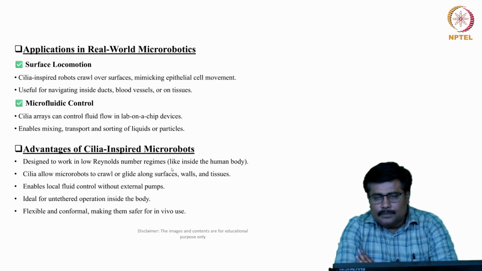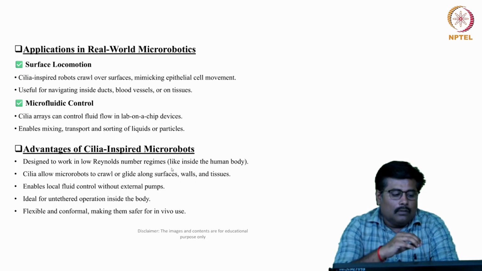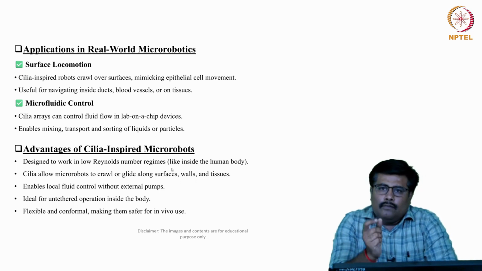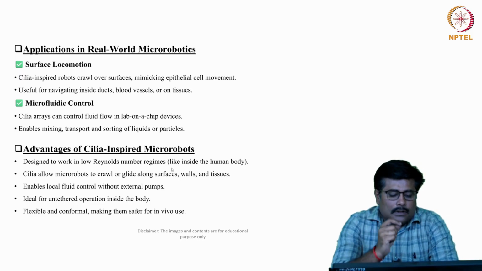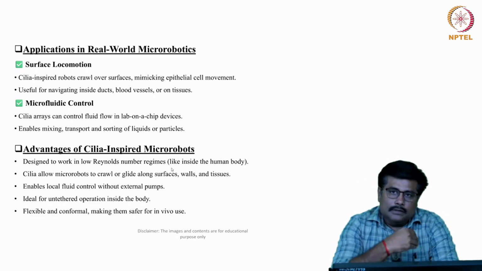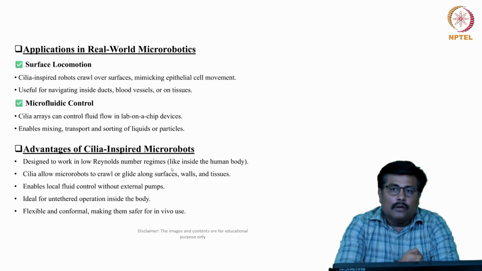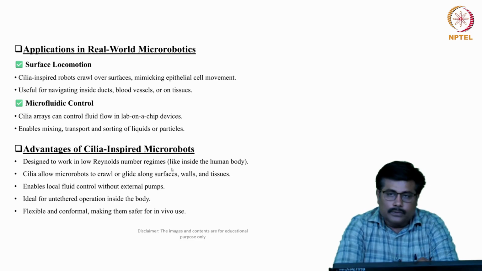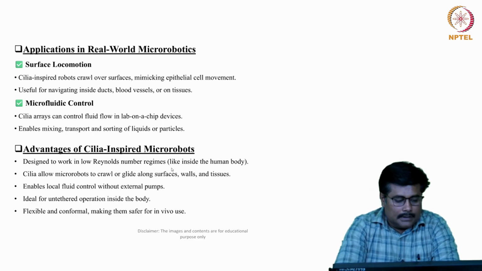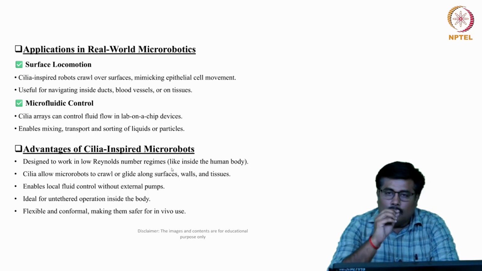As far as advantages are concerned, the main key advantages of cilia-inspired micro robots are that they are designed to work in a low Reynolds number regime, which is basically inside the human body, and cilia allow a micro robot to crawl or glide along surfaces, walls, and tissues. It also enables local fluid control without an external pump, and it is ideal for untethered operations inside the body.